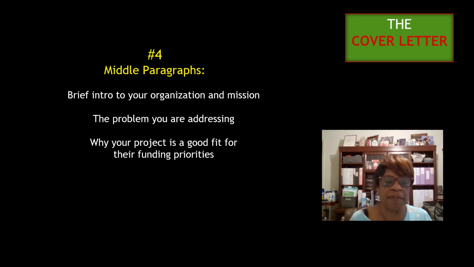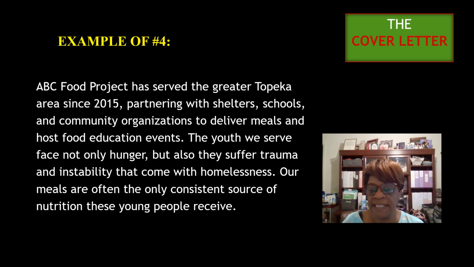And number 4, the middle paragraph, you're going to briefly introduce your organization and mission, the problem you are addressing, and why your project is a good fit for the funder's priority. So example of number 4, as you can see, this is where you're talking about the capability of your organization, how long you've been doing this, and you're explaining the need and the urgency of the problem that you're addressing. But you're also saying we're capable of handling this type of program. And if you want to go into more detail about how to do this in your proposal, I actually have a video that talks about the agency capability statement and the problem statement.